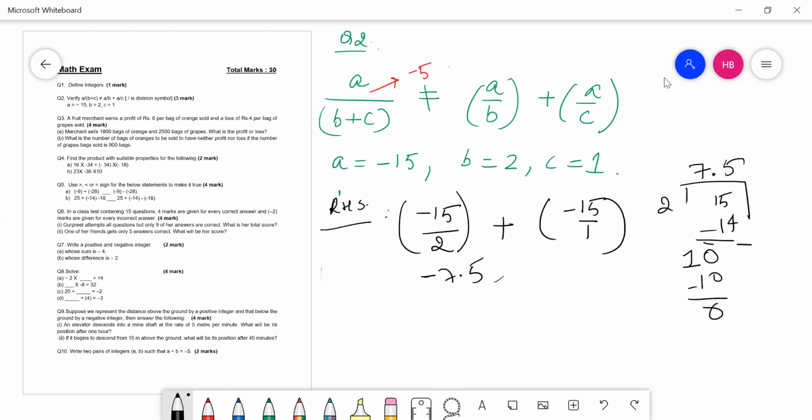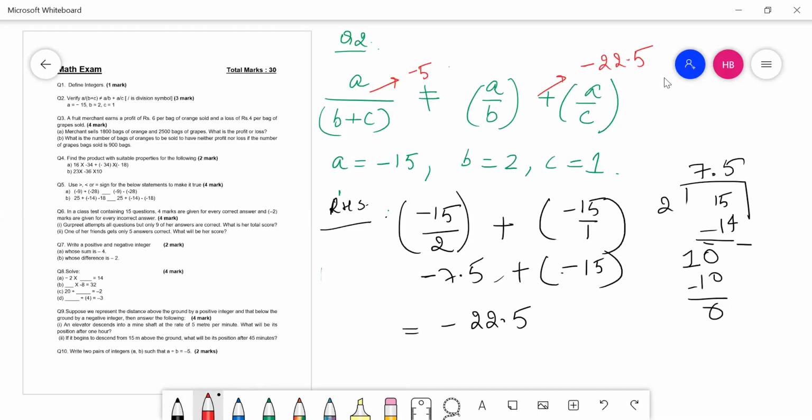Why minus? Because negative divided by positive gives a negative answer, and 15 divided by 2 is 7.5. Minus 15 divided by 1 is 15 only, since any number divided by 1 is the number itself. That's why I'll get minus 15. Minus and minus, same sign, so I'm going to add them: 15, 16, 17, 18, 19, 20, 21, 22. So I will get minus 22.5, right? So my answer would be minus 22.5.